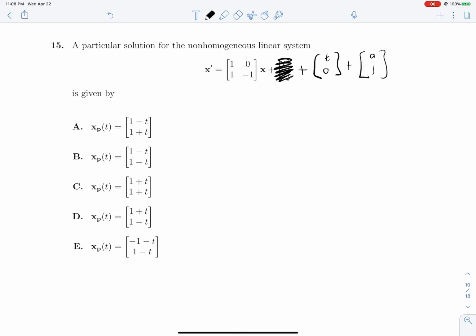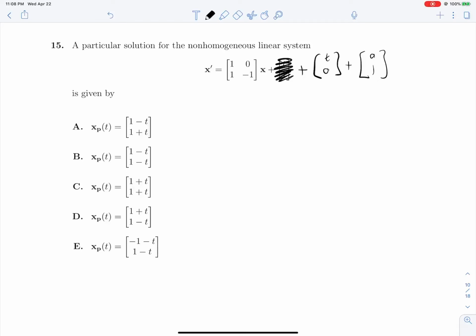One where we close our eyes and pretend that this one doesn't exist, and one where we close our eyes and pretend that this one doesn't exist. We'll be able to get the individual contributions made by this component and this component, add them together, and we'll have our solution.